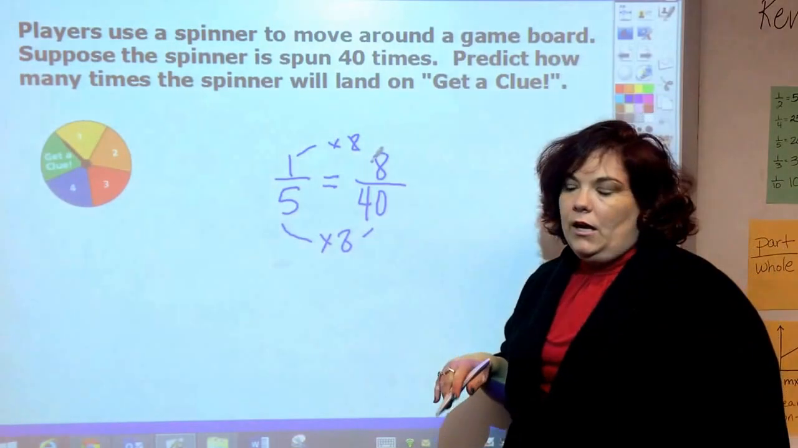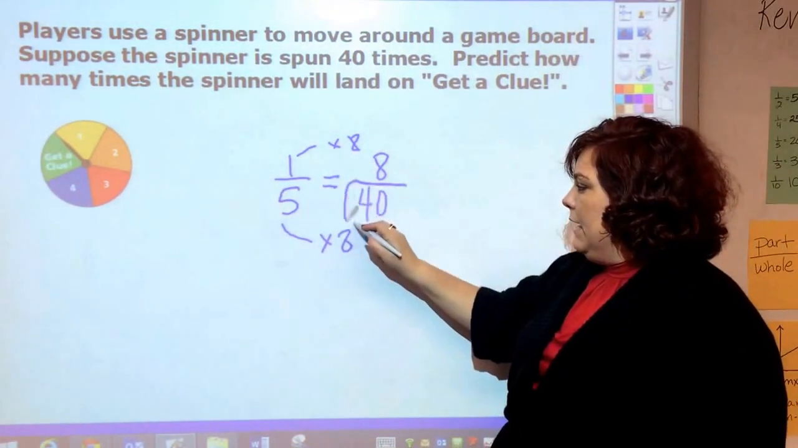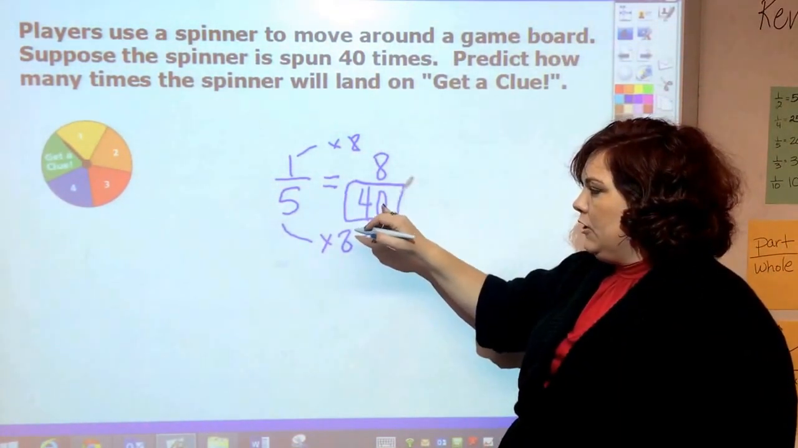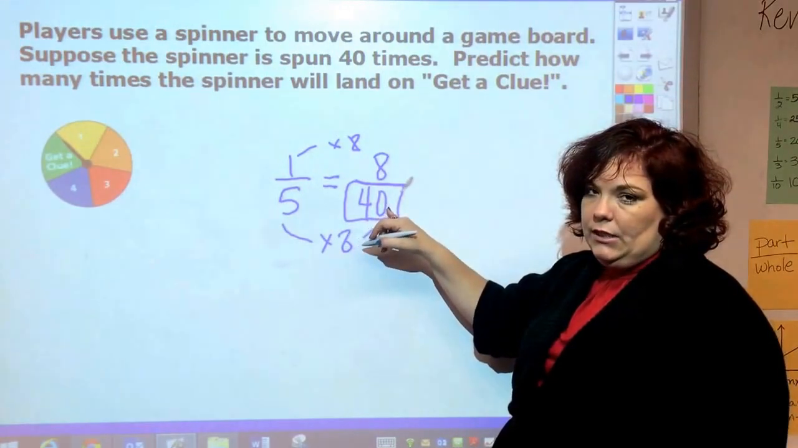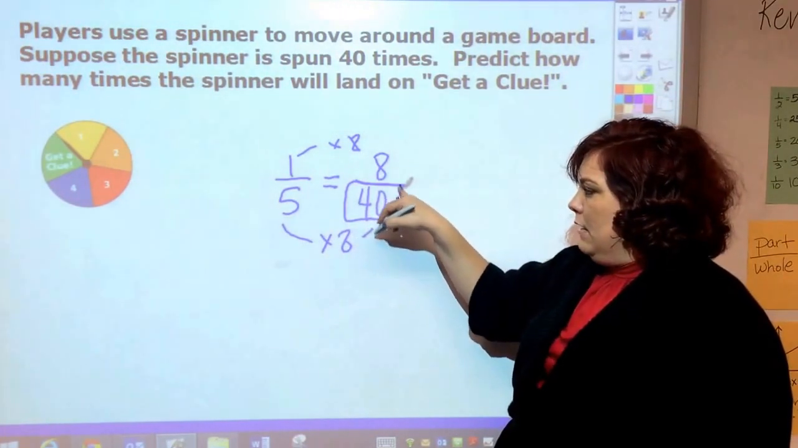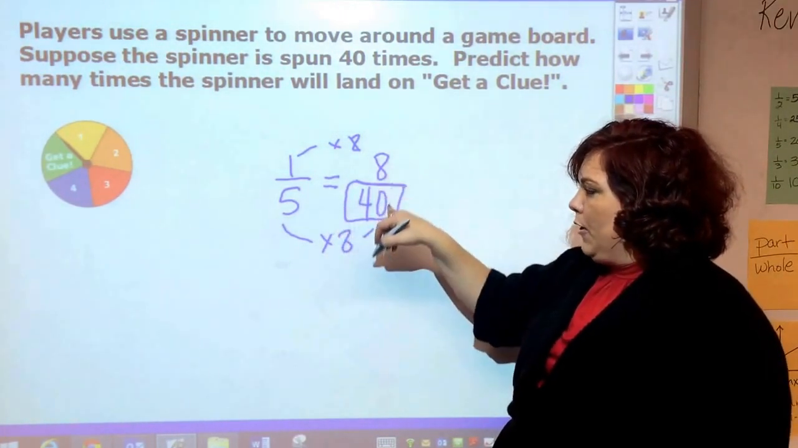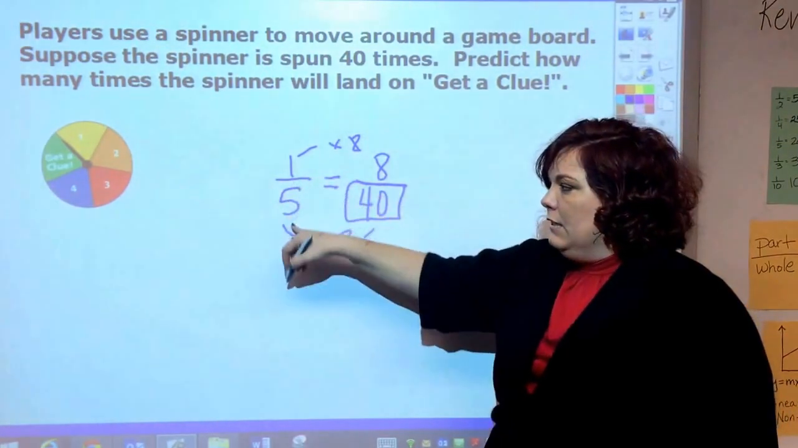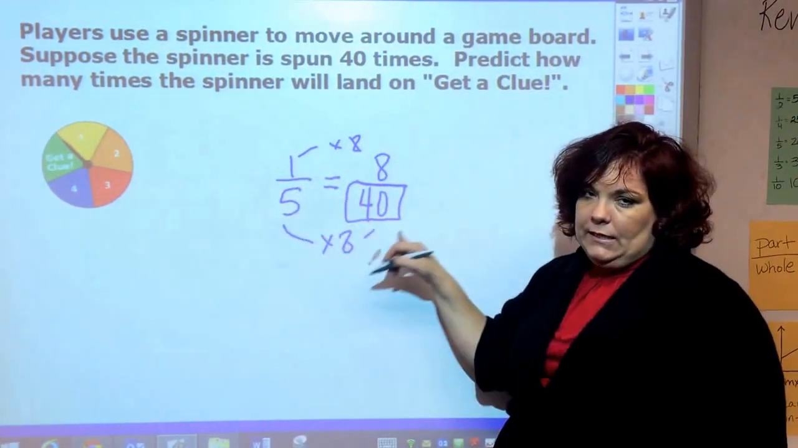So this gives you an idea of how to set up the prediction: the number of times you're going to do it, what your part to the whole is, and your probability to set it up.